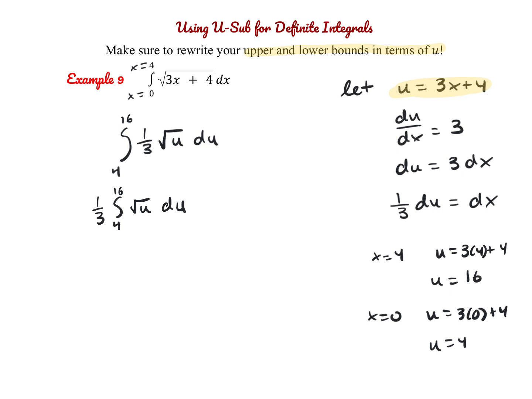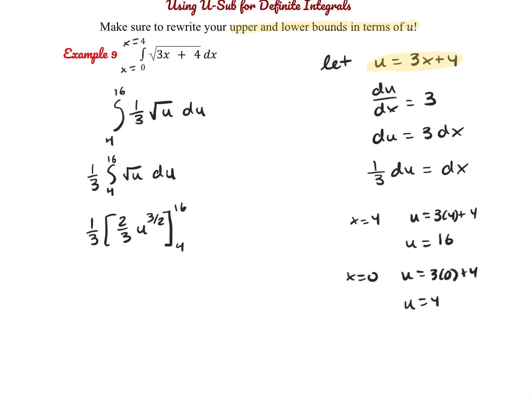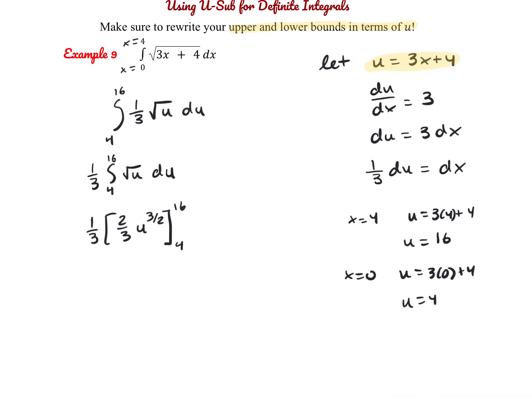And now I'm ready to evaluate. So we have 1/3 times, and this is going to be 2/3 u to the 3 halves, evaluated from 4 to 16. Remember, when we have a definite integral like this, we don't need that c value. It would cancel out when we do FTC part 2. And to make this a little bit easier for us to evaluate, let's actually pull this constant out front. It will join the 1/3, and then we only need to evaluate this part.